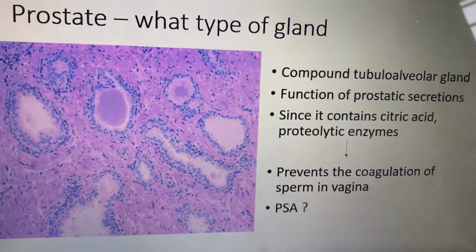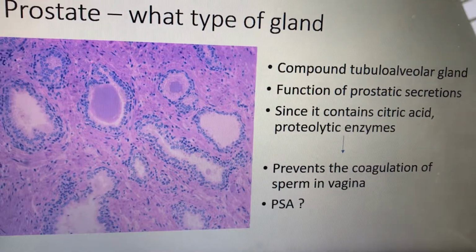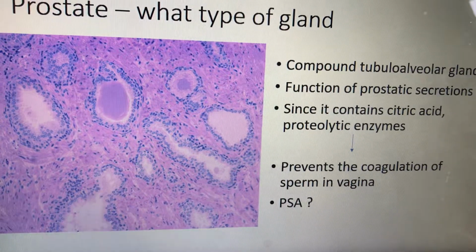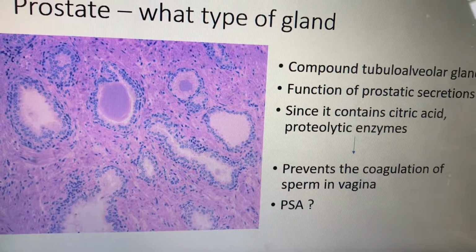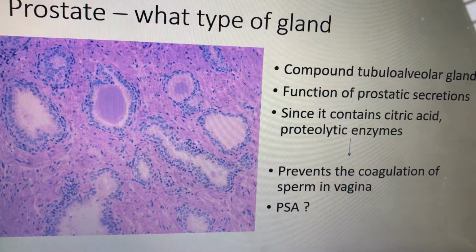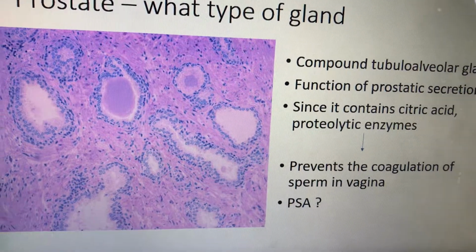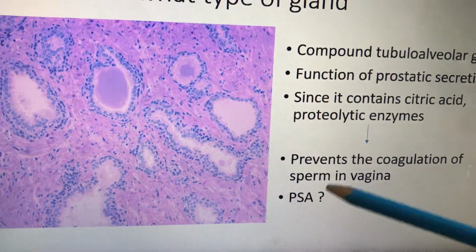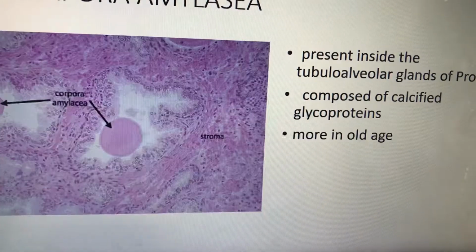And the next thing is prostate specific antigen. Just now I said the prostate specific antigen is the important factor which is increased in cancer of the prostate. Usually it is produced by the epithelial cells of the prostate. It also acts on coagulation. It prevents the coagulation of the sperm.